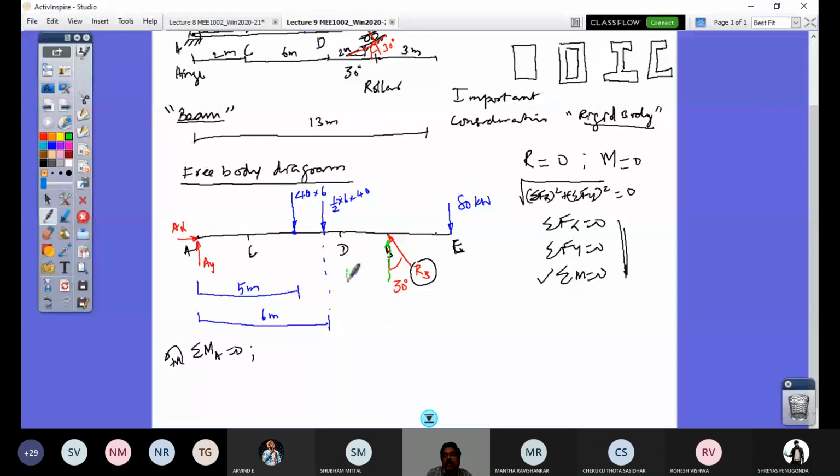And the other component is RB sin 30. RB sin 30 is collinear along the beam, so it would not participate in this equation, whereas RB cos 30 would participate in this equation, and that is the force. The perpendicular distance, or the moment arm, is AB. So AB is 10 meters.